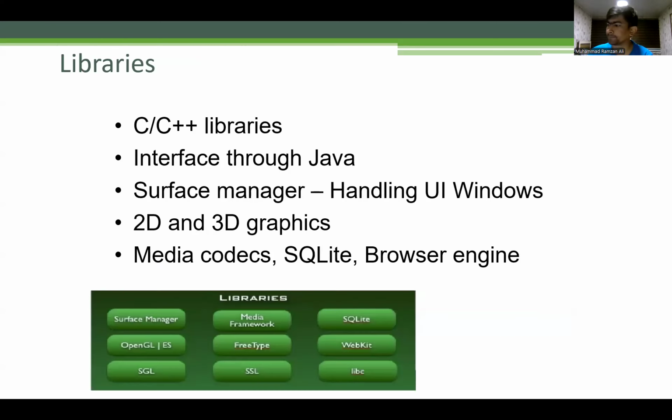So next one is libraries. In libraries, there are native C, C++ libraries. These libraries provide functionalities such as graphics, database management, and web browsing. They are accessible through the Java API framework. In libraries, there is an interface through Java, surface manager, handling UI windows, 2D and 3D graphics, media codecs, and the browser engine as well.